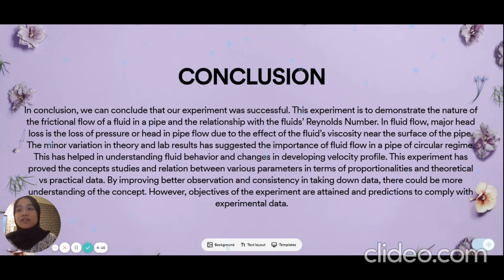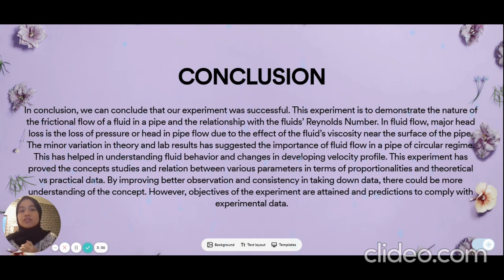So the minor variation in this lab has suggested the importance of fluid flow in a pipe of circular regimen. This has helped in understanding fluid behavior and change in developing velocity profiles. So this experiment has proved the concept of studies and relationship between various parameters in terms of proportional and theoretical versus practical data. So by improving observation and consistency, there could be more understanding of the concept.